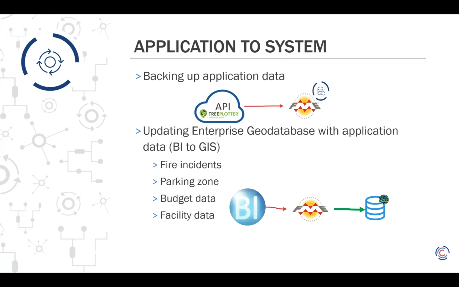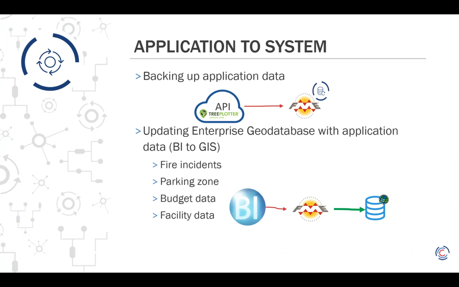We can also think of application to system when we are updating our enterprise geodatabase with application data, whether it's fire incidents, parking zones, budget, or facility data. In this case, we have a client that developed a workspace to identify the parking tickets that were issued but didn't contain any zoning information. They had different zones for parking tickets, like the parking rate for different zones. There was missing information in the application, so they wanted to do some further analysis. They used FME internal data to cross-reference these geocoded points from the application.